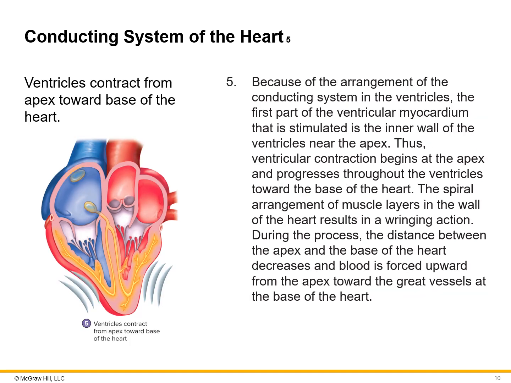Now the ventricles can contract. Because of the arrangement of that conducting system, the first part of the ventricular myocardium that's stimulated is the inner wall near the apex. Again, we see down here closer to the bottom. Due to that slow movement through the interventricular septum, we actually get the apex contracting first. It begins there and progresses toward the base of the heart. A spiral arrangement of the muscle layers results in a wringing action of that contraction.